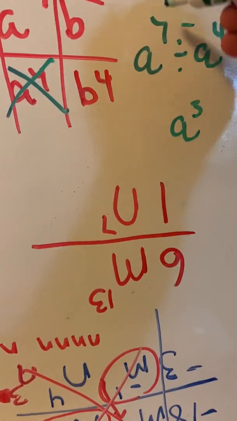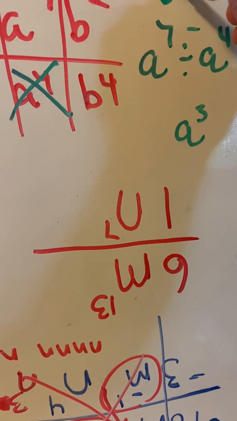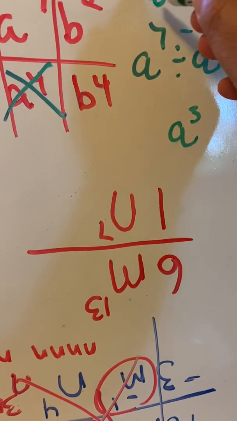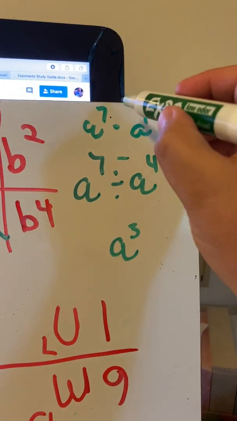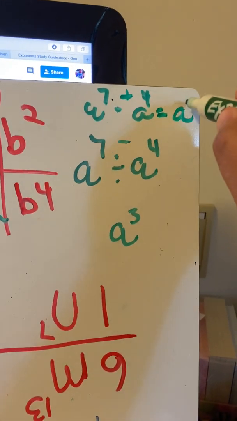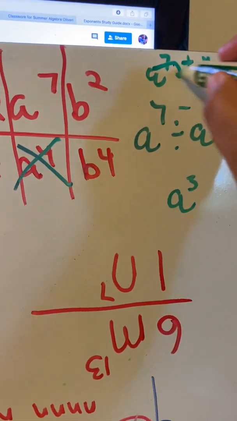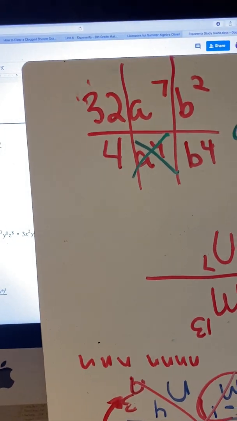Multiplying with exponents, like if I had a to the 7th times a to the 4th, in multiplying, you have to add the exponents. So it would be a to the 11th if it was multiplying, but it's not multiplying. I'm just showing you, okay?